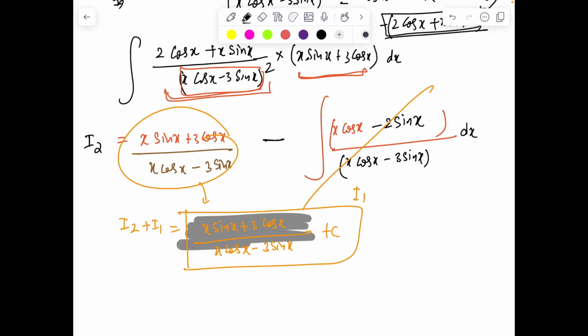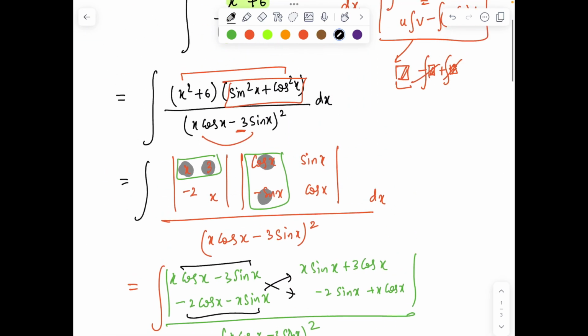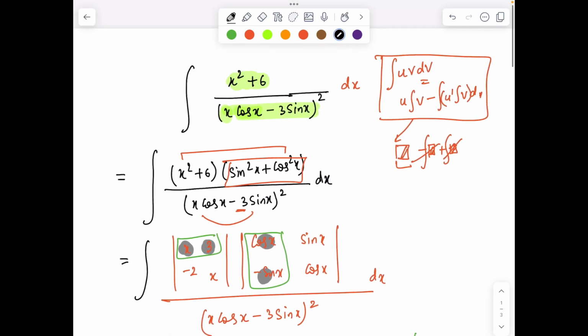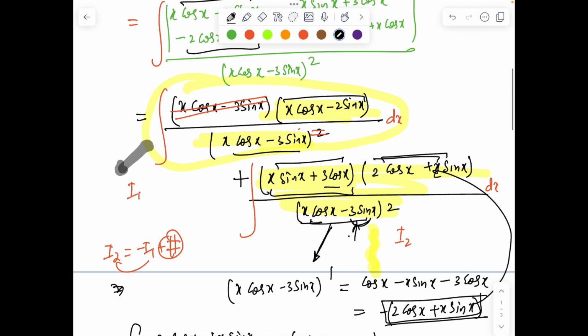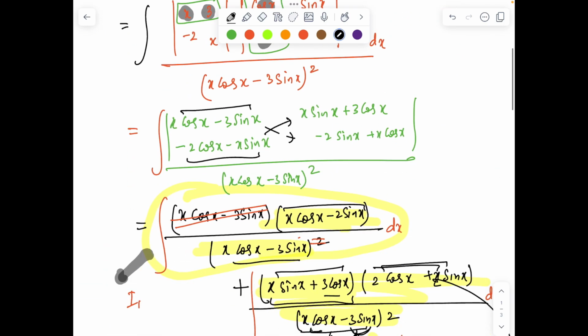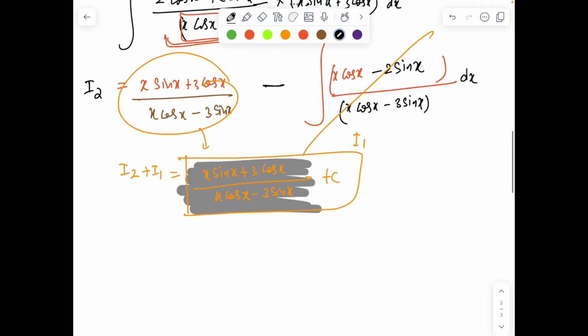So I hope you have enjoyed the method, of course. But the major drawback of this method was the motivation behind factorizing this expression as a determinant, and then very smartly recognizing that x cos x minus 3 sin x will come into the picture. So now the original question will be how we are going to get that, that's the actual motivation, right?